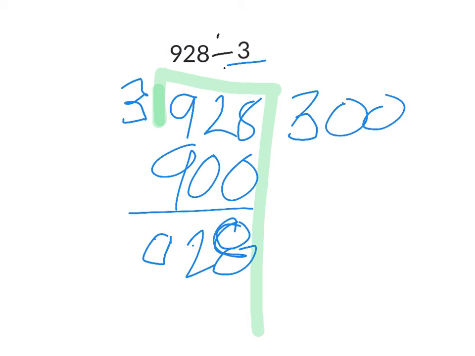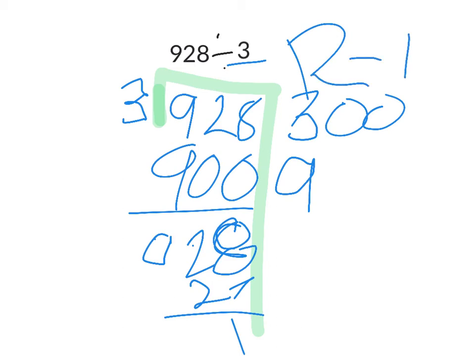So then we have 28, and we cannot subtract 30 from that, because 28 is too small compared to 30, so we can't do it. So now we have to go down to our ones place. And we can do 3 times 9 to give us 27. So then we put a 9 here since we're doing our ones. And then we subtract 27. It gives us 1. So our remainder is 1.